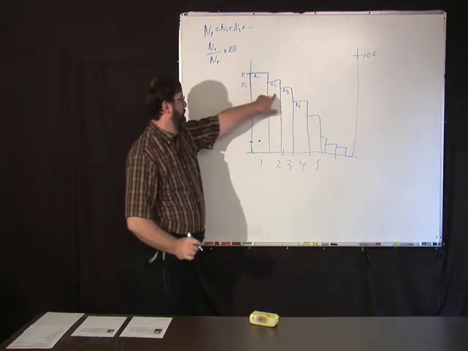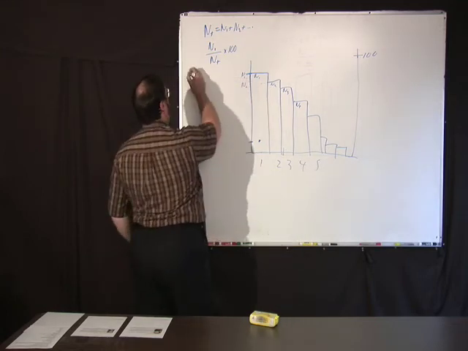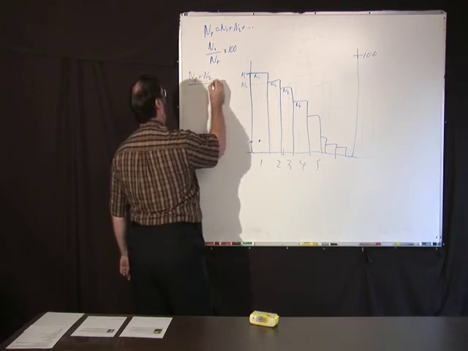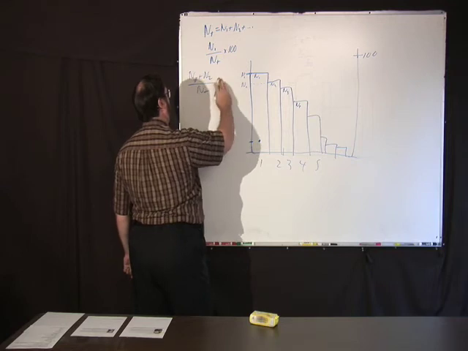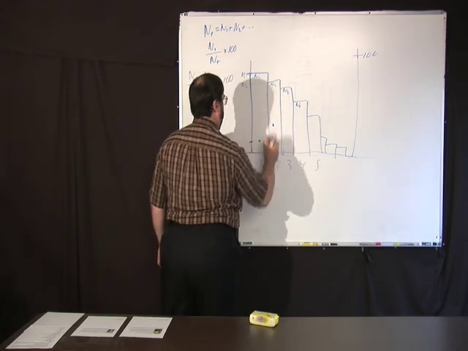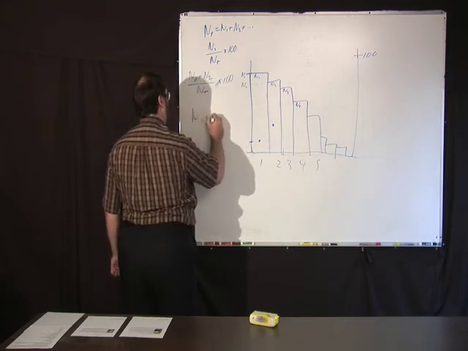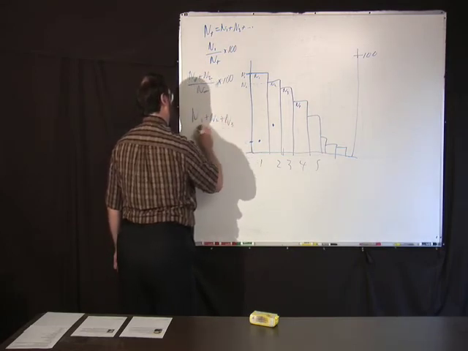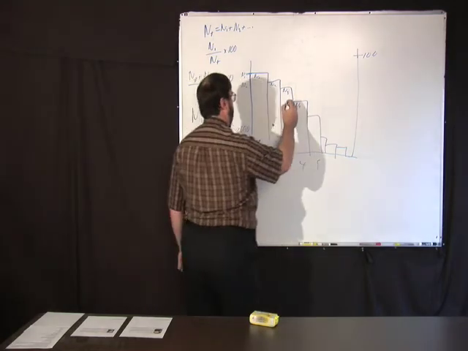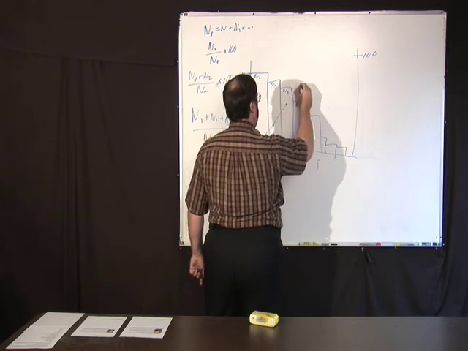Then for this one, you're going to want a cumulative total. The next point you plot is N1 plus N2 over N total times 100, and then you would plot that point. And then the next point, N1 plus N2 plus N3 divided by NT times 100, and then you plot that one. You can get the general idea, then you connect the dots. So it might look like this.